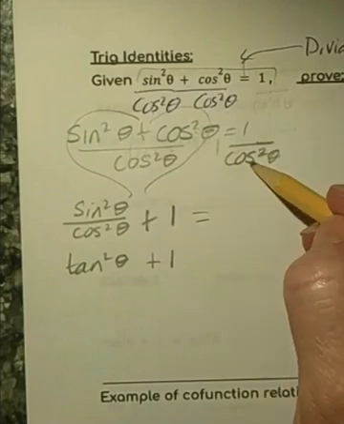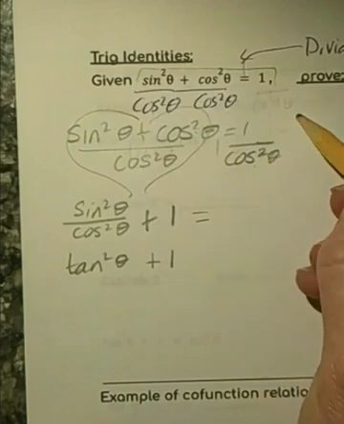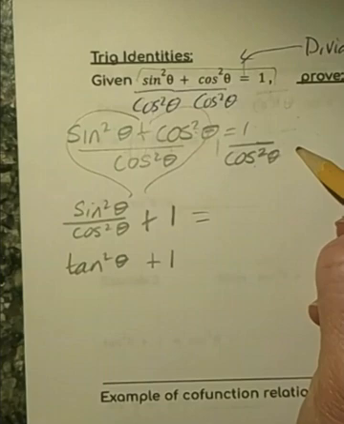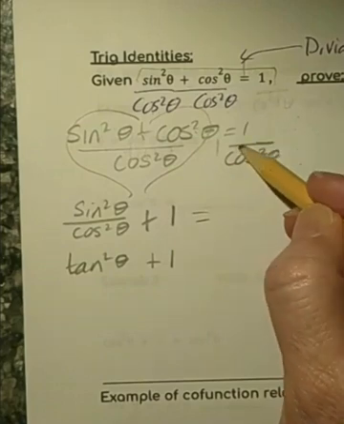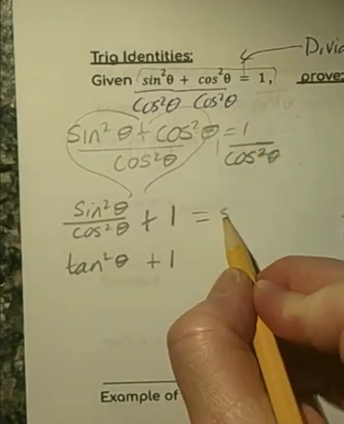That just means 1 over cosine theta times 1 over cosine theta. 1 times 1 over cosine times cosine. 1 over the cosine, that is the secant. So really this becomes secant times itself, or secant squared theta.